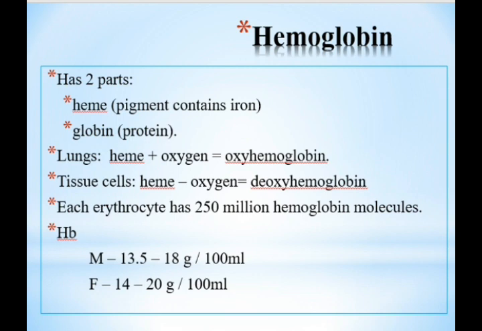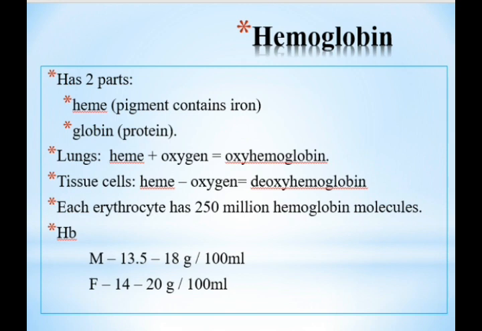Hemoglobin has two parts, heme and globin. Heme is a pigment containing iron. Globin is protein. In the lungs, the heme will combine with oxygen and form oxyhemoglobin. In tissue cells, you have heme minus oxygen, which is called deoxyhemoglobin because the oxygen has been removed.